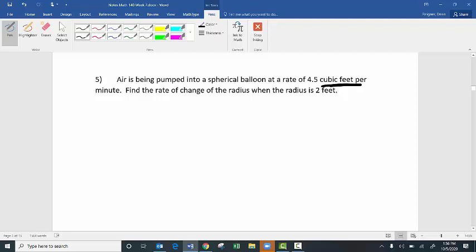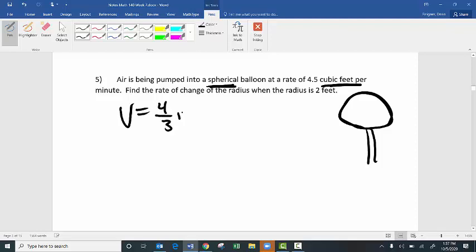So air is being pumped into a balloon. Here's this tube pumping air into a balloon. The balloon is a sphere, actually. So the volume of a sphere, if you didn't know, is 4/3 pi r cubed. We want to figure out the rate that the radius is changing. So this one has two variables like the other one.